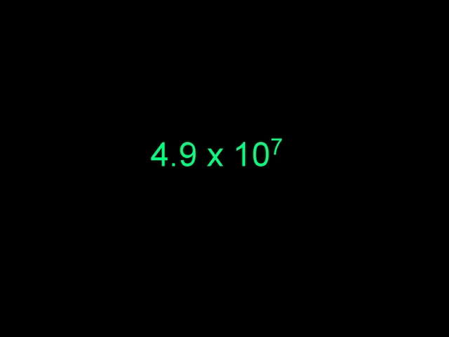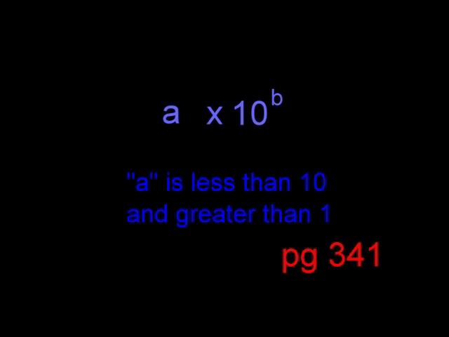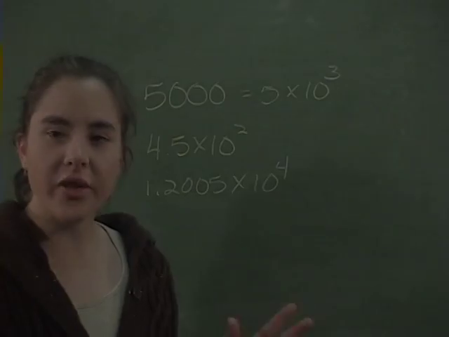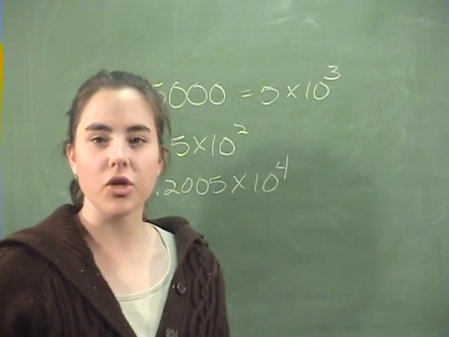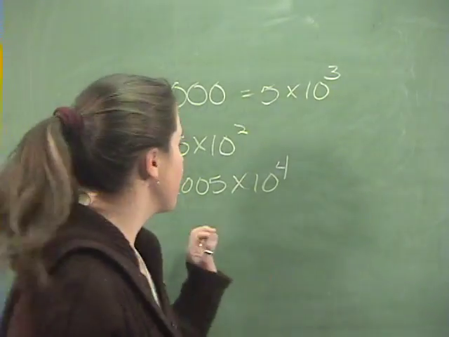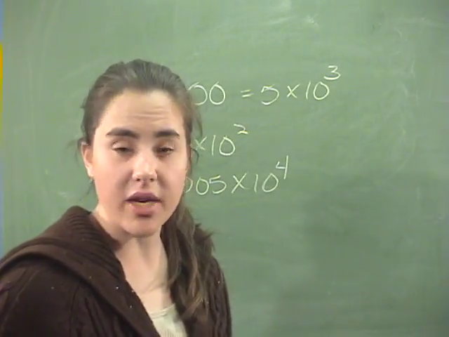The specific format where you have a number times 10 to an exponent is scientific notation. Please note that the first number, represented here by A, will always be less than 10 but more than 1. That's how you know where to put the decimal when you're moving them around. With these three numbers listed behind me, I'm going to show you what it means for scientific notation to tell you which way to move the decimal point.